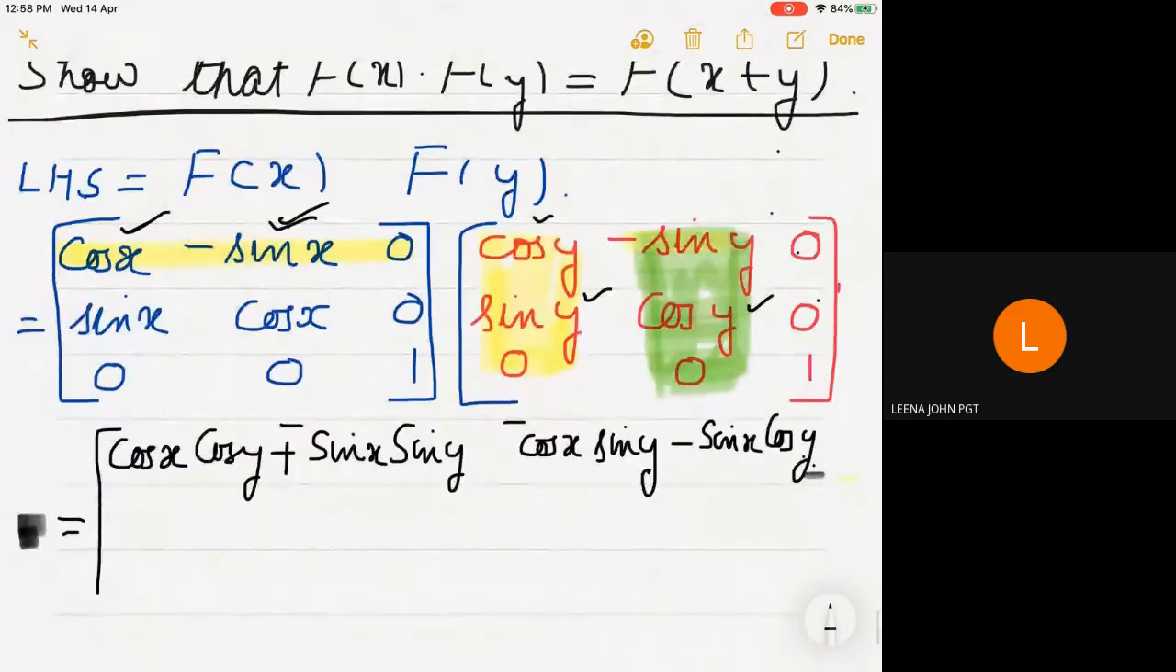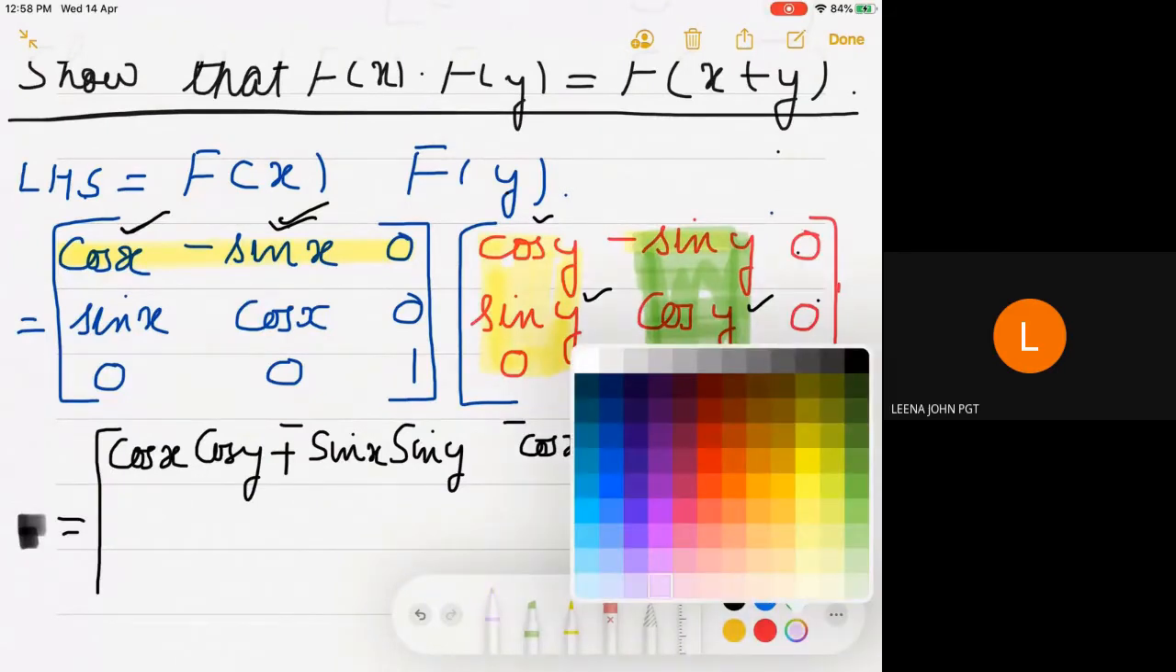Again, first row to be multiplied with the last column, the third column. So what is the third column here?